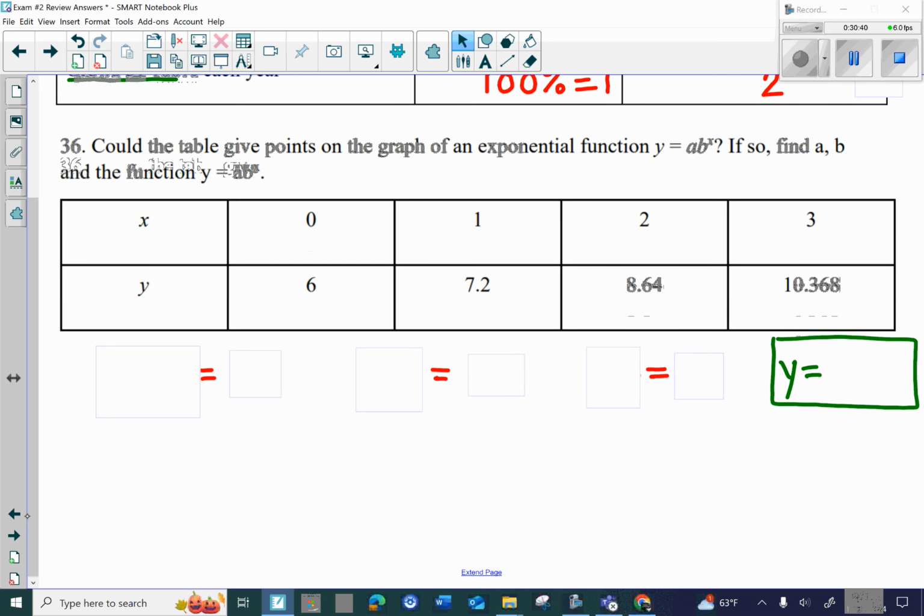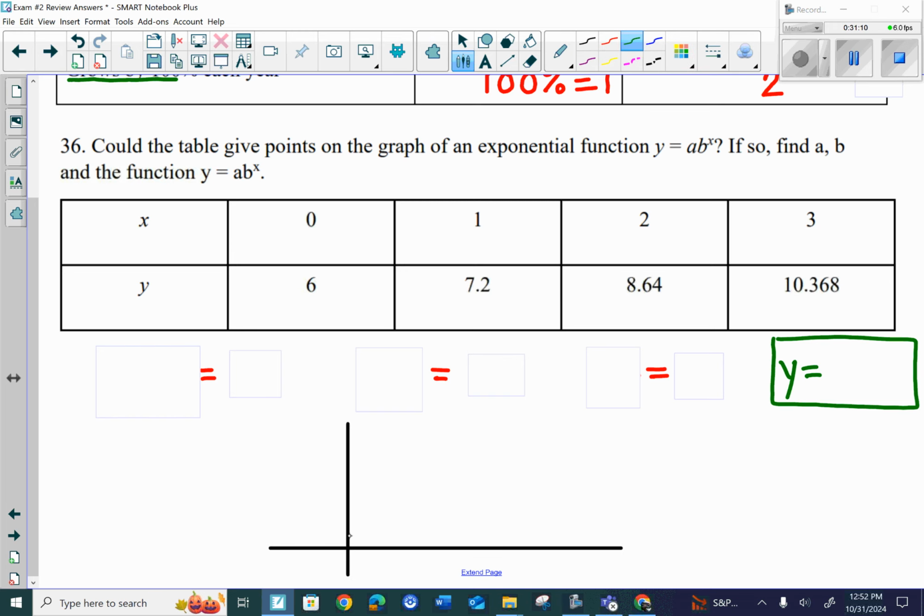Number 3, could the table give points on the graph of an exponential function y equals a times b to the x? If so, find a and b and the function a times b to the x. So we look at this table and we know that at 0, it's 6. At 1, it's 7.2. At 2, it's 8.64. At 3, it's 10.368. These are not easy numbers to think about without a calculator. But if I think graphically too, at 0, it's 6. At 1, it's 1.2 more. At 2, maybe it's 1.44 more, so it's a little bit more. And at 3, it's even a little bit more than that. So it looks like it has potential to be an exponential growth, but that's not definitive either.